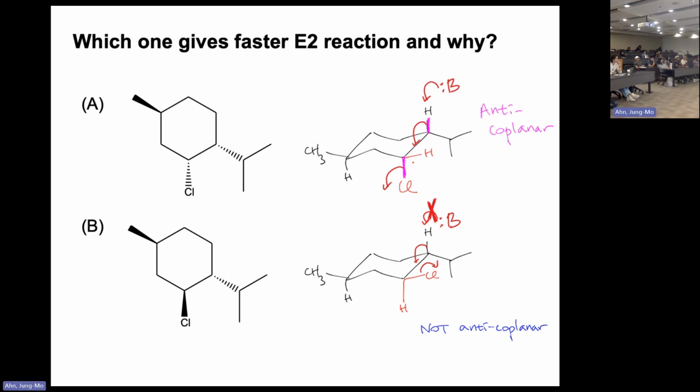So you can see the reason why I keep saying to you, as soon as you think about E2, what should pop in your mind? It's an anti-coplanar conformation. That really changes things. As soon as you see a carbocation, you should really think about rearrangement, right?